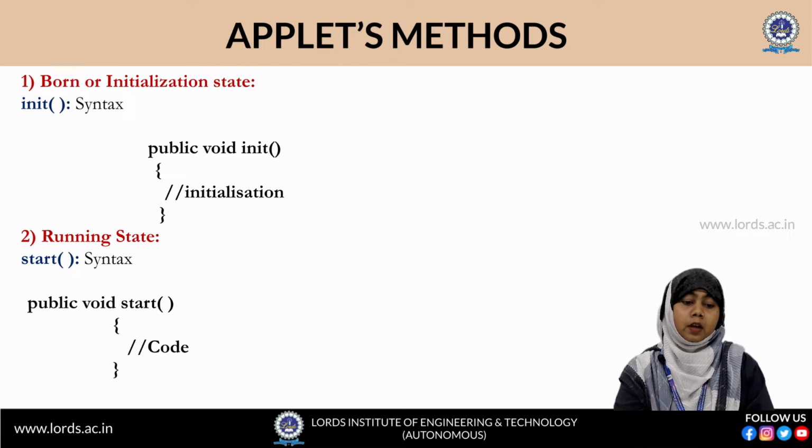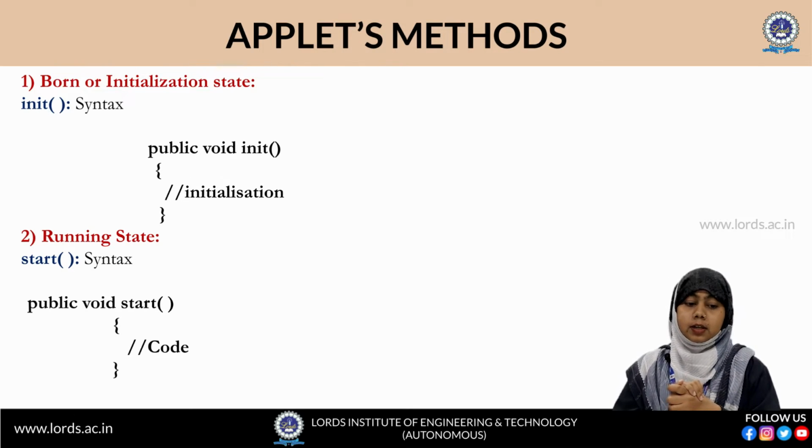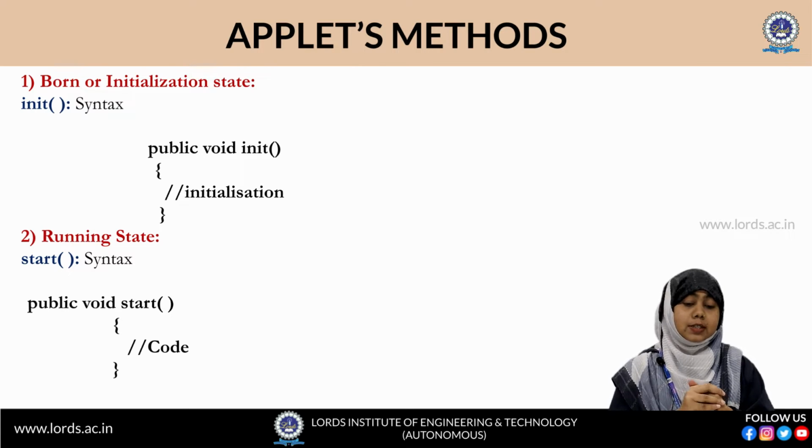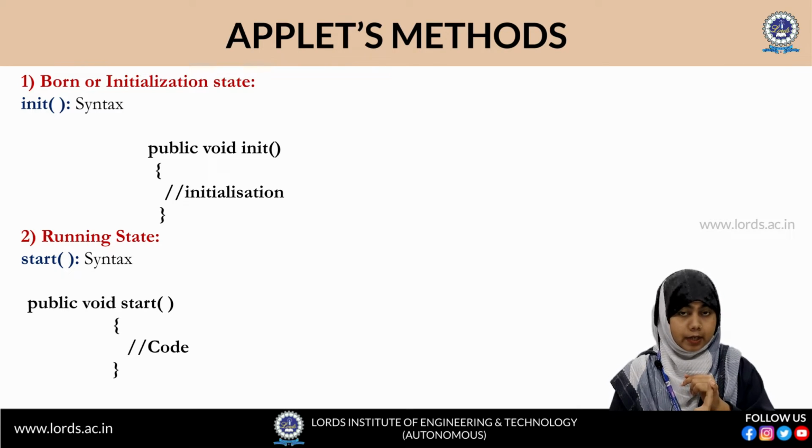See here, as you can see on the screen, this init method, which we also call the initialization state. Inside this init method, this is the first method of the life cycle of an applet, and it will be called only once. Remember that it will be called only once during the life cycle of an applet. If you see the syntax, this is how we need to write.